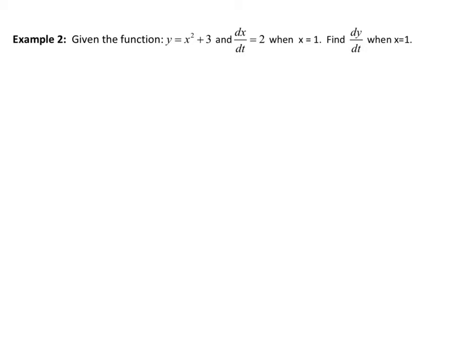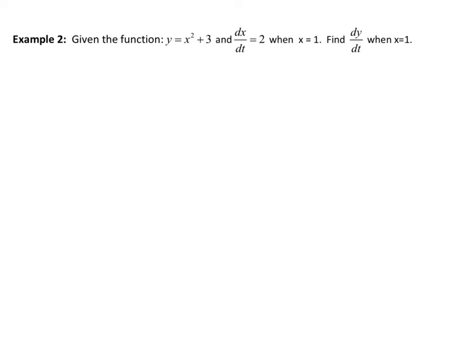So we're going to do an example. This one I think is a really nice one to start with because it's not a word problem. I am going to tell you right now that most of the problems you get will be word problems though, so they're going to be a little bit harder. So this one says, given the function y equals x squared plus 3 and dx/dt equals 2 when x equals 1, we want to find dy/dt when x equals 1.